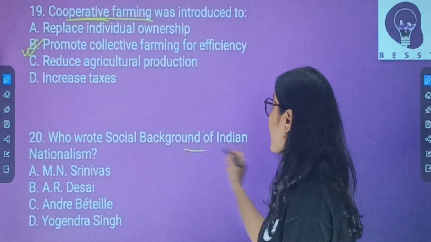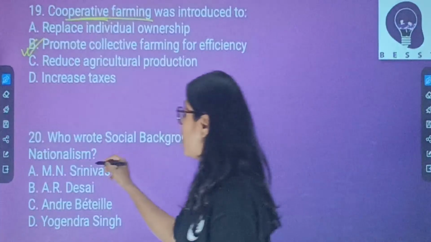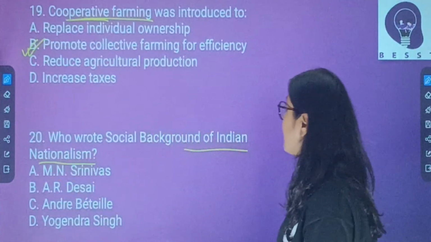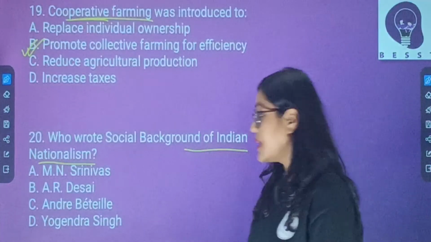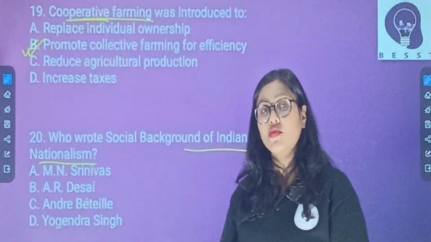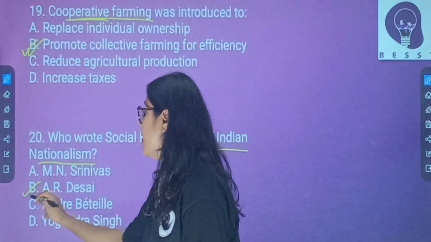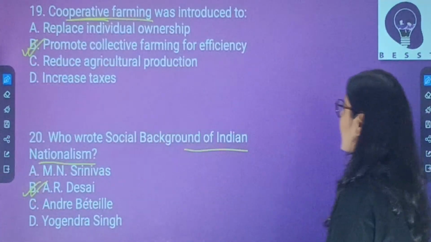Who wrote Social Background of Indian Nationalism? So, who was the writer of Social Background of Indian Nationalism? M.N. Srinivas, A.R. Desai, Andre Beteille or Yogendra Singh? So, this will be option number D, A.R. Desai.